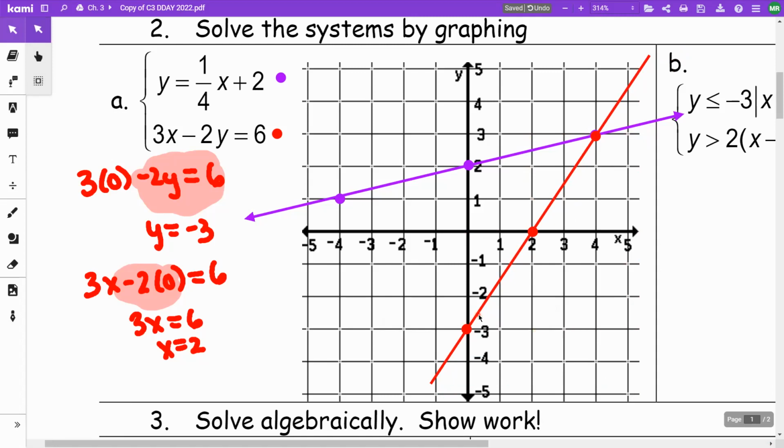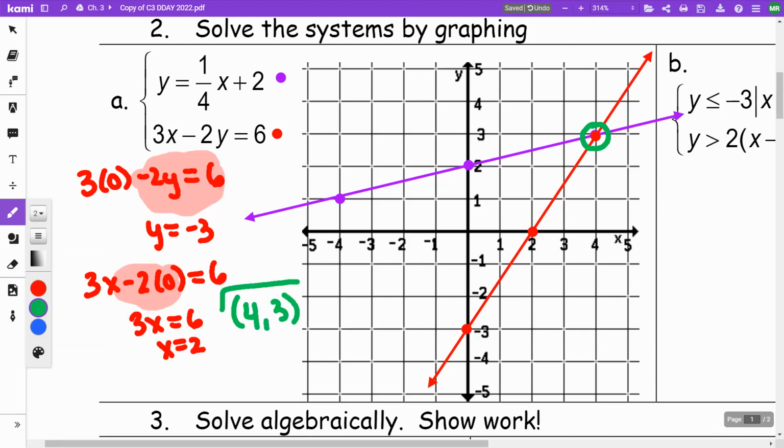And again, our whole point of doing this is to find the point of intersection. And so the point of intersection is going to be this point right here. That's where they intersect, and write it as a point 4, 3. And that is our solution.